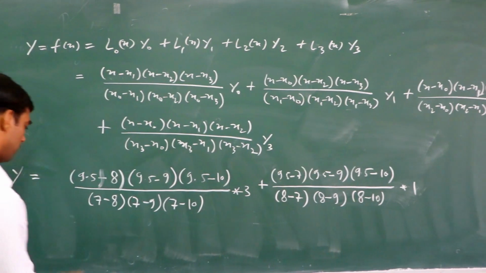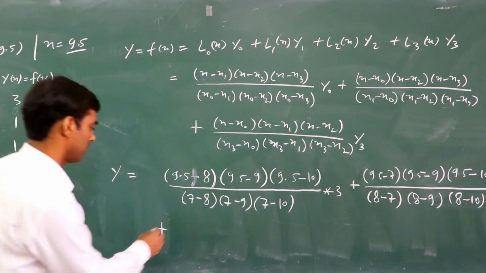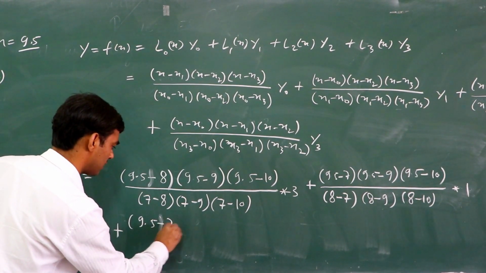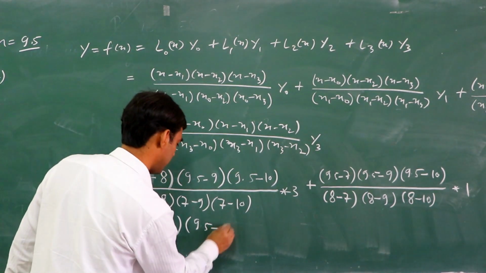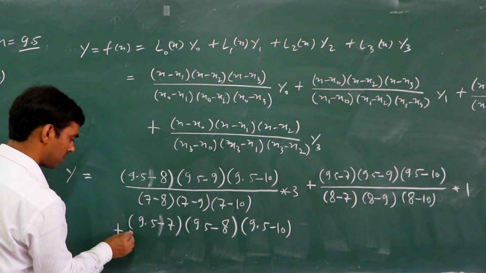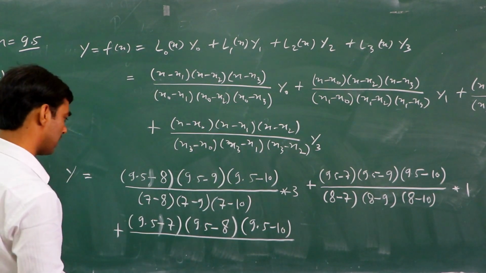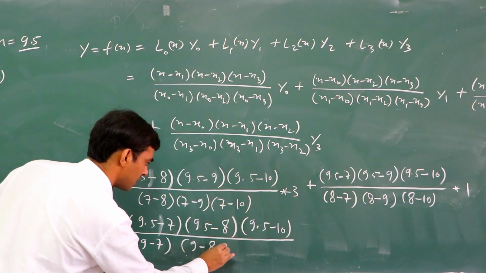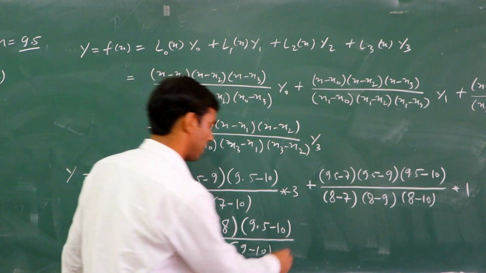Now the next term is plus 9.5 minus x0, which is 7, 9.5 minus x1, 8, and 9.5 minus 10, divided by x2 minus x0, x2 being 9. So 9 minus 7, 9 minus 8 and 9 minus 10, into y2. The value of y2 is 1.